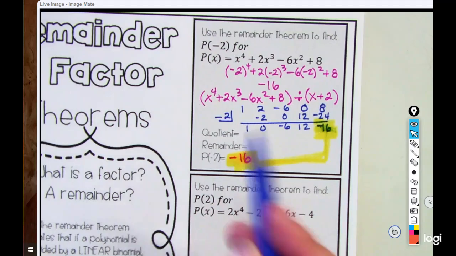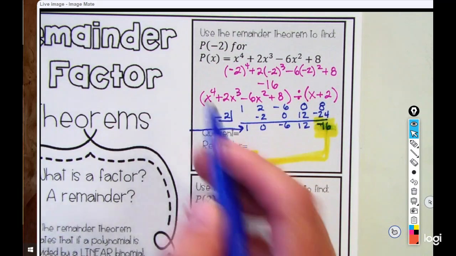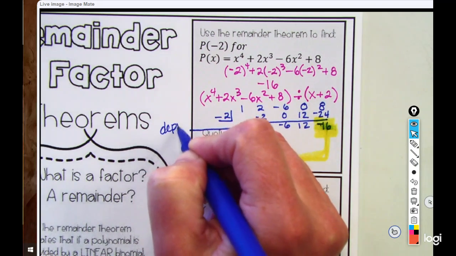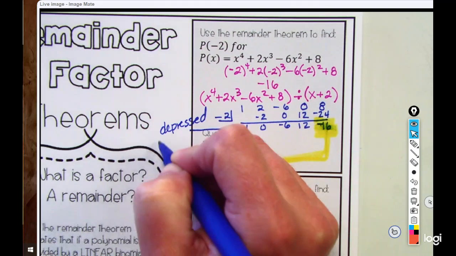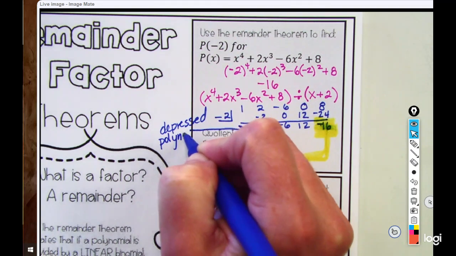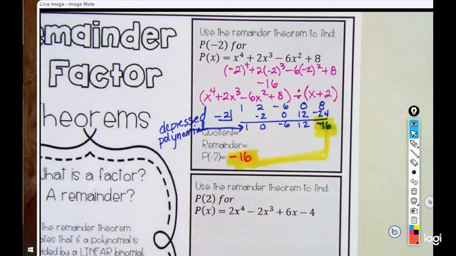It is what's known as the depressed polynomial. Not that it's sad and unmotivated, but depressed as in smaller. So you'll hear me start to use the phrase, the depressed polynomial.